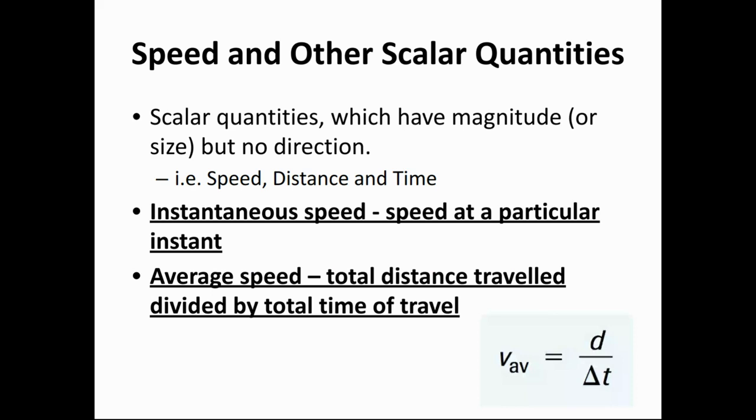A scalar is a quantity that just has magnitude. There is no direction with it. Speed is a scalar. Instantaneous speed would be if we could calculate the change in distance that an object travels in a very, very brief moment of time, an instant of time. Average speed is the total distance you travel divided by the total time for you to travel that distance.